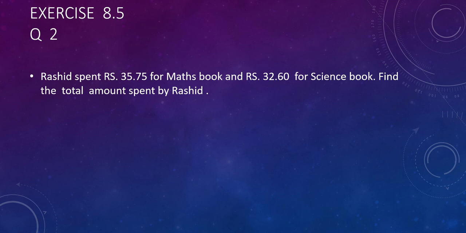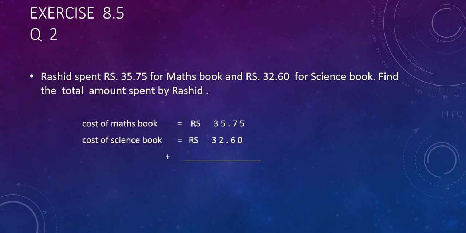So I hope you understood this. What you want to find out, as the question says, is the total amount spent. This means this question is of addition. You can make a simple statement. I have written the statement: cost of maths book and cost of science book. As the cost of maths book is given to me as 35.75 and the cost of science book is 32.60.